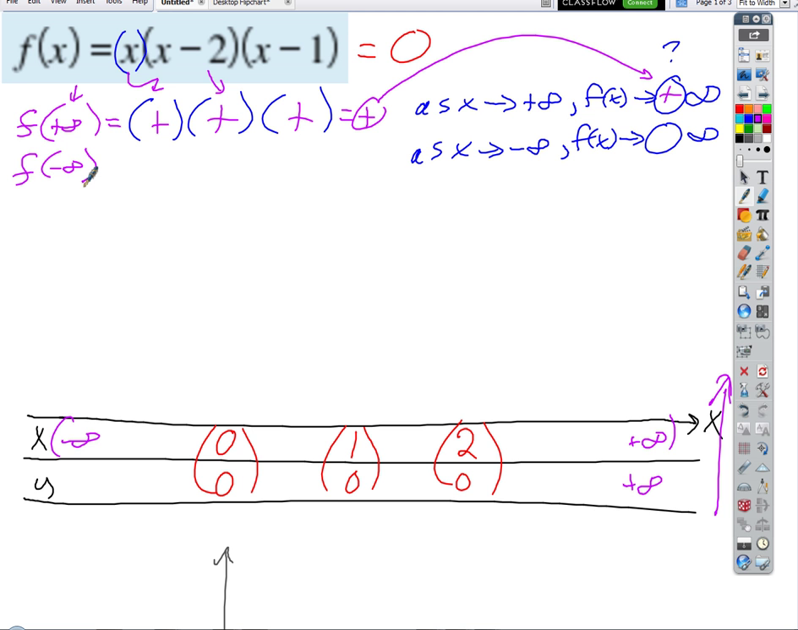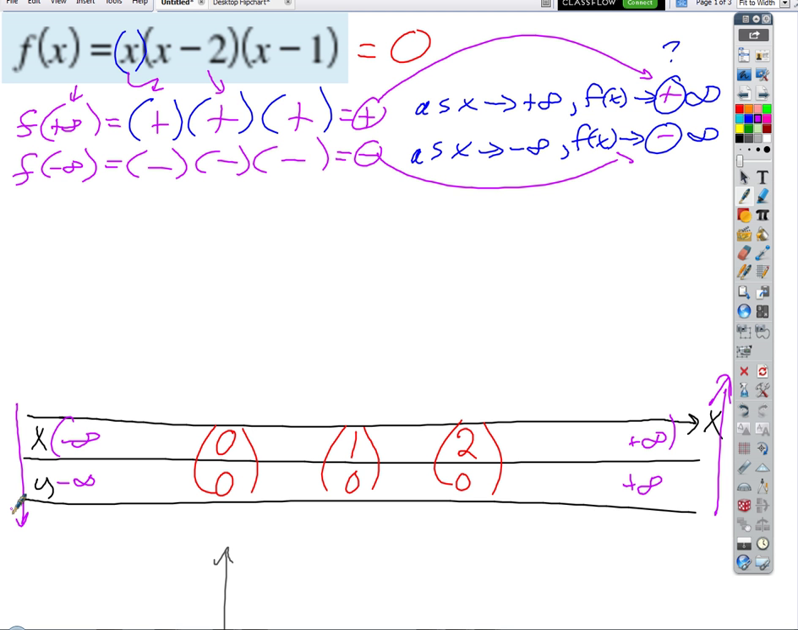F of negative infinity is what sign? Well, if I plug negative infinity in, what's the sign of negative infinity? Negative. A huge negative number, minus 2 more is negative. A huge negative number, minus 1 more is negative, times negative is negative. And so it's negative infinity at the left endpoint. As x approaches negative infinity, y approaches negative infinity. So it's going down. Okay? That's good. That tells us a lot.